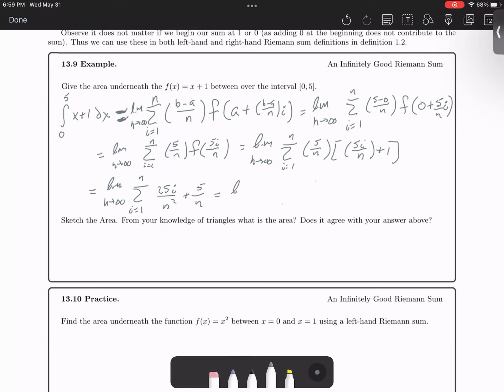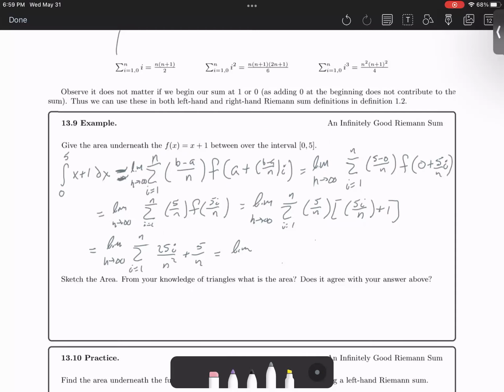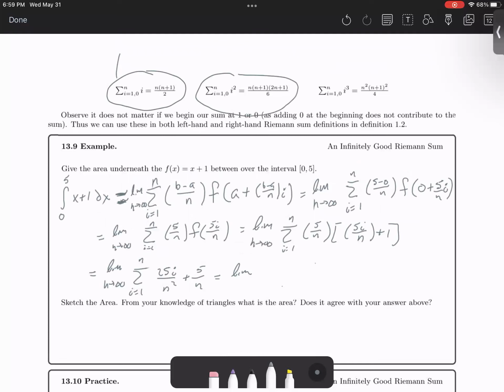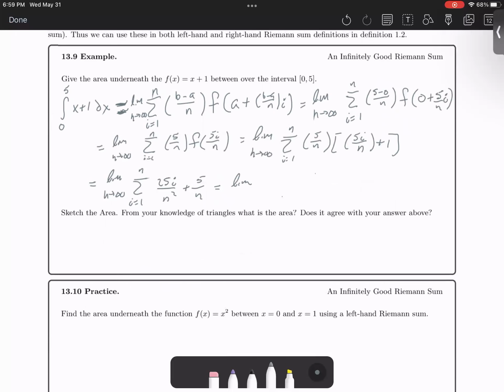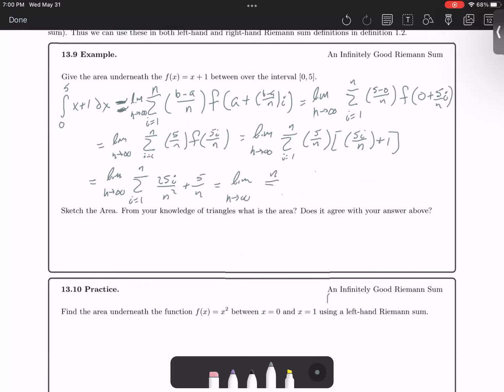Okay, my goal here is to write the sum of i squared, because I know something about those. Right, that one was given to us by Gauss. Limit as n goes to infinity. The sum, and we're going to start that sum at i is equal to 1.